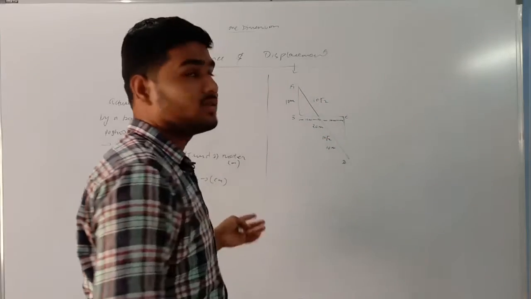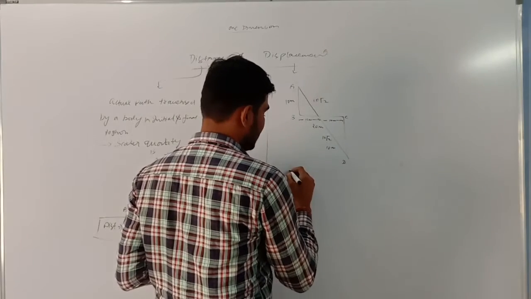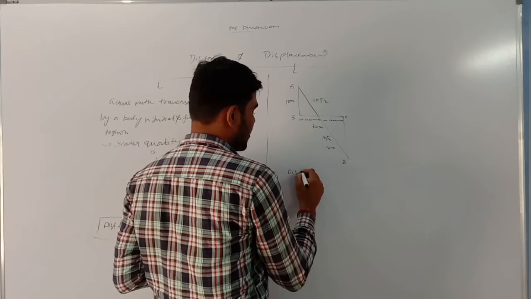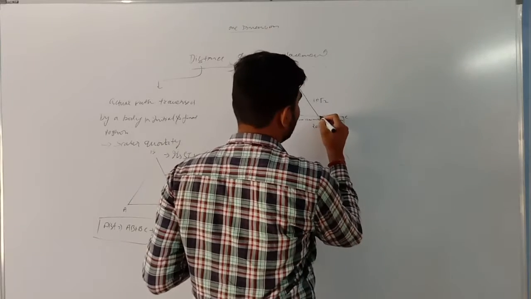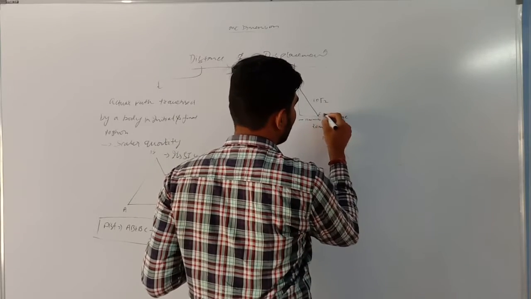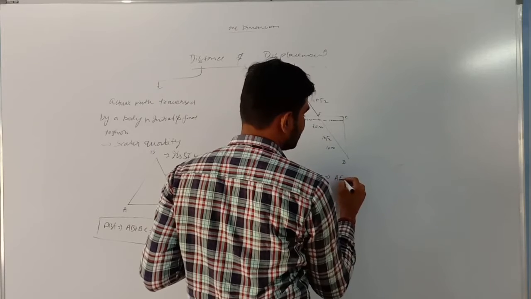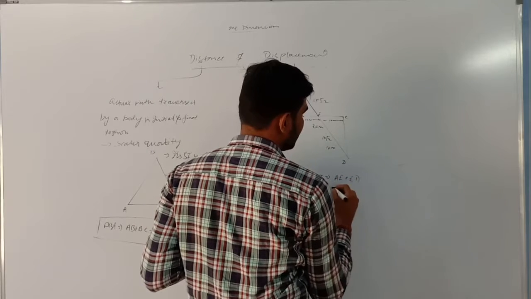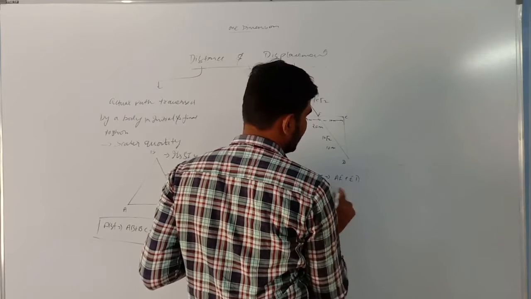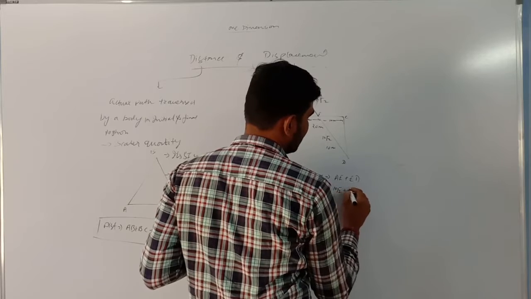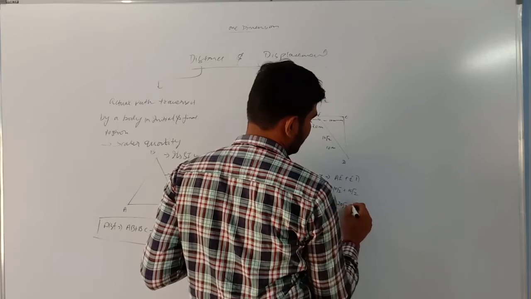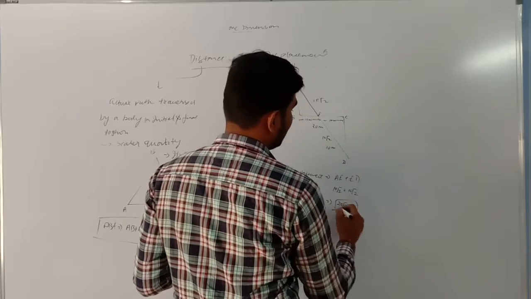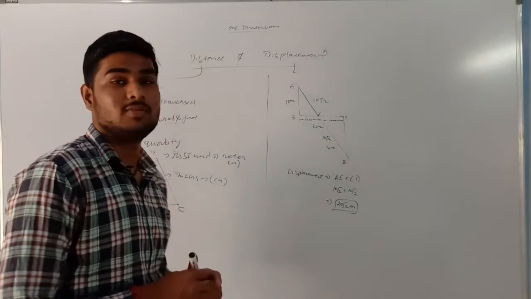So what will be the displacement? Let's suppose this point is E. Displacement will be AE plus ED, so it is 10 root 2 plus 10 root 2, which is 20 root 2 meter. Okay, so this is the displacement.